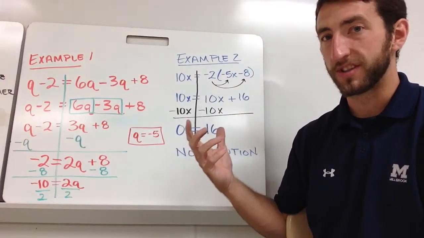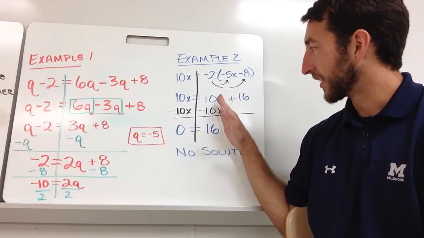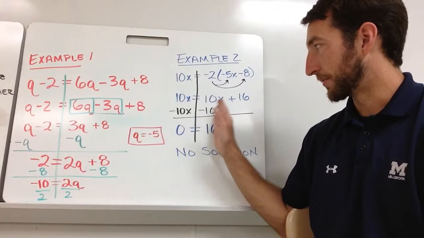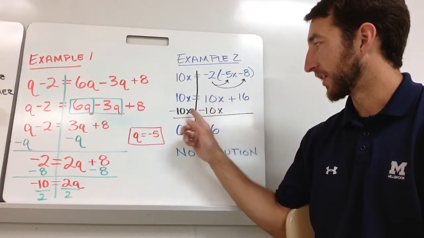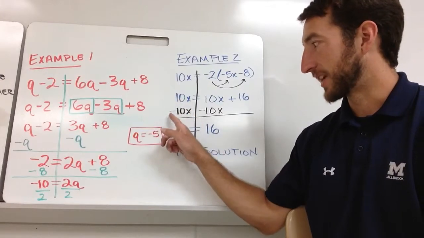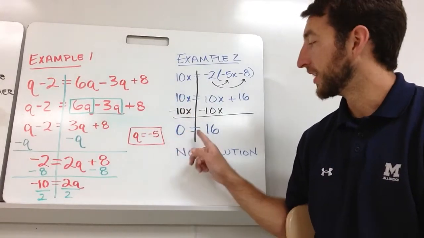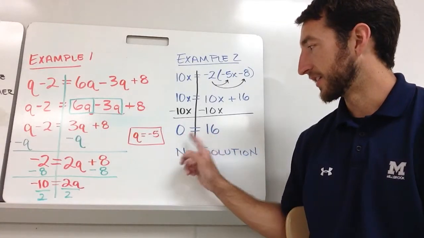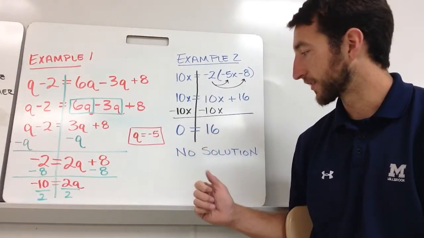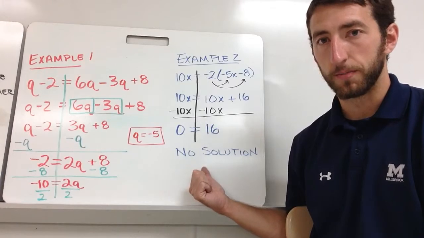Got to get the variable to one side. It doesn't really matter which one you do. I'm going to take that one because I've got this number over here. So I'm going to take that 10x away from both sides. I get 10x minus 10x, that gives me 0 equals 16, which doesn't make any sense. Whenever you get this, where it doesn't make any sense, you're going to have no solution.